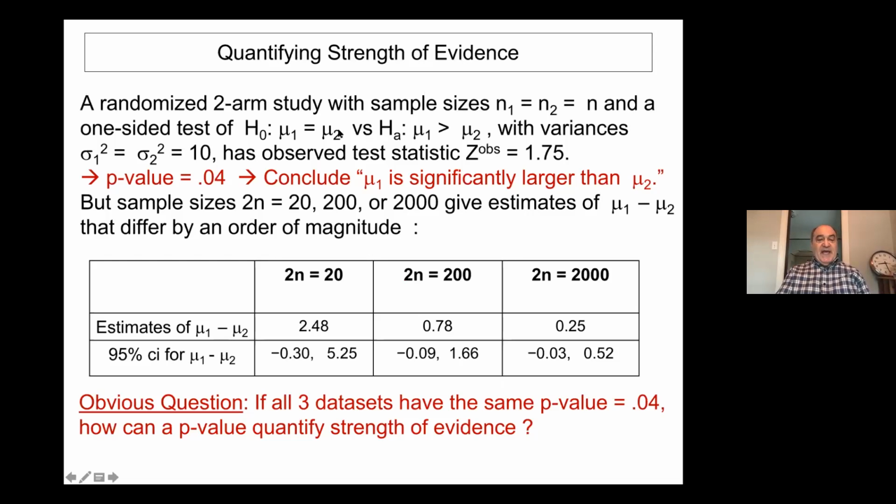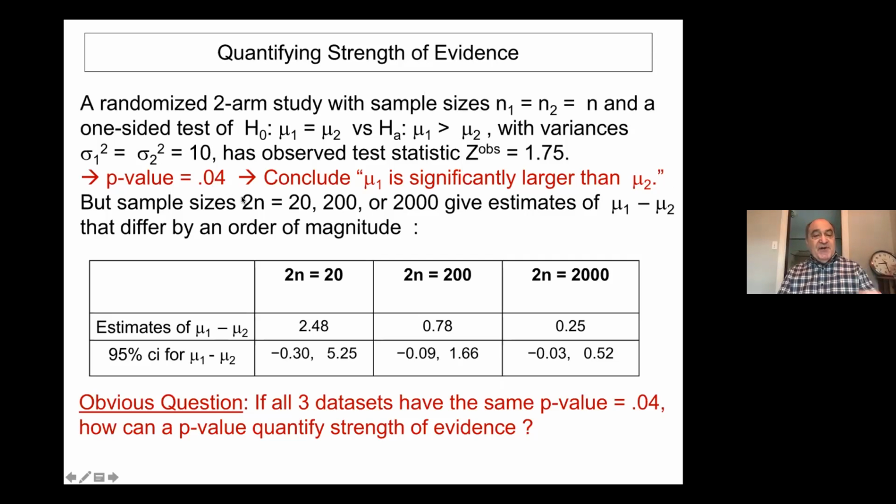So here's another example. Let's talk about a randomized two-arm study, and the sample sizes are the same. It's perfectly balanced. And we're going to do a one-sided test of whether the two means are equal to each other versus the alternative that the first mean is bigger than the second. And I'm going to fix the variances so we don't have to worry about that, and tell you that the observed z-score was 1.75. Well, we all know that if you do a one-sided test and you look it up in your table or run your favorite program, the p-value is 0.04, and you conclude, quote, mu1 is significantly larger than mu2. So that's standard statistics 001.